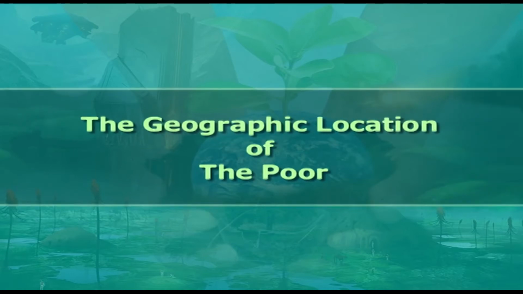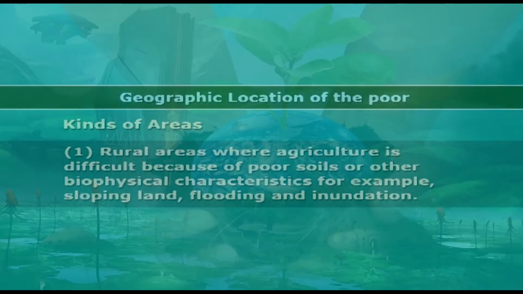Now friends, let us have a look at the geographic location of the poor. The link between poverty and environmental degradation can be further examined by analyzing where the poor are located. A large part of the world's poor live in the following three broad kinds of areas, the bulk of which are marginalized regions.